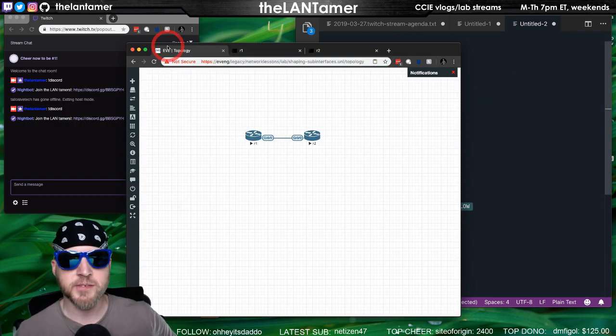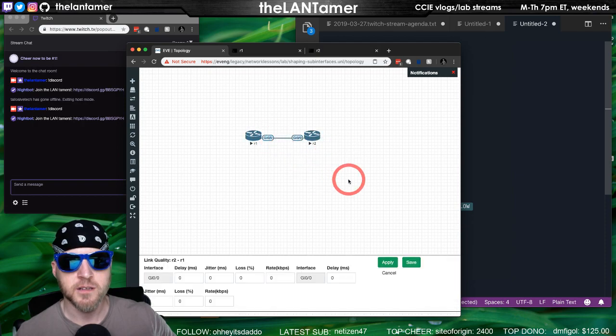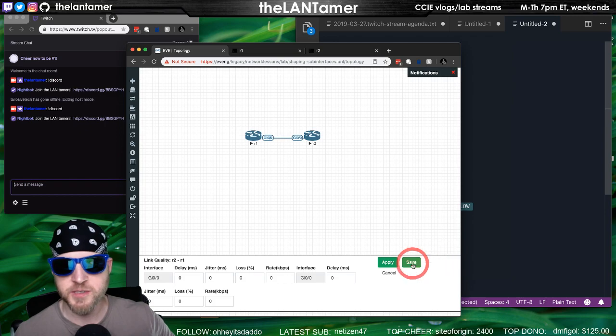Can I push traffic through here? I don't think I can with this tool. I could put a loss percent. I could put a rate. Yeah, interesting. I've played with delay and jitter before, and not some of these others.